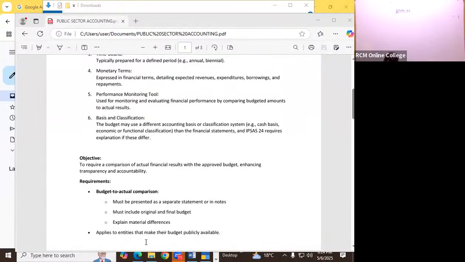Objective. The objective of IPSAS number 24 is that it requires a comparison of actual financial results with the approved budget, enhancing transparency and accountability.